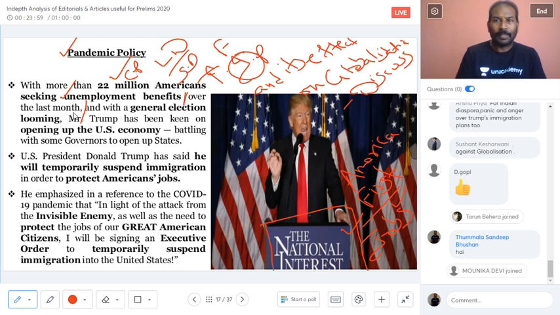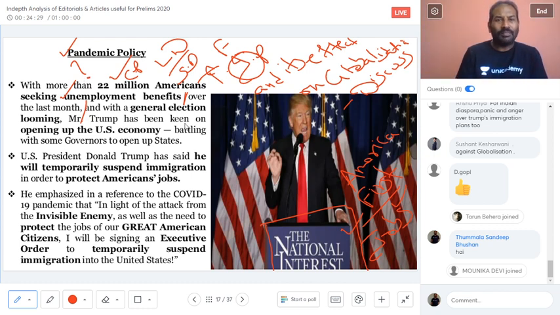Look at it. And then immigration policy has come up at this juncture. That means if immigrants are actually taking over the jobs of Americans, then why are 22 million Americans seeking unemployment benefit during the pandemic, during the national lockdown, while maintaining social distancing to fight against COVID-19? Why? It's a very big question now. I'm putting this question mark now.